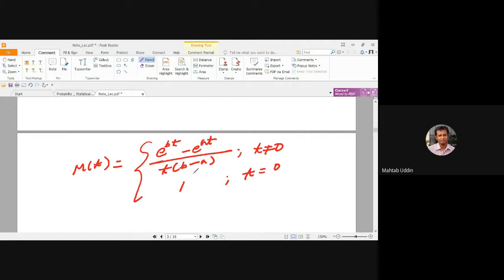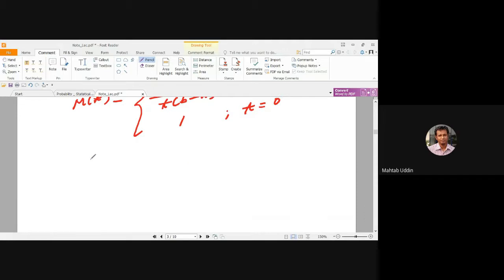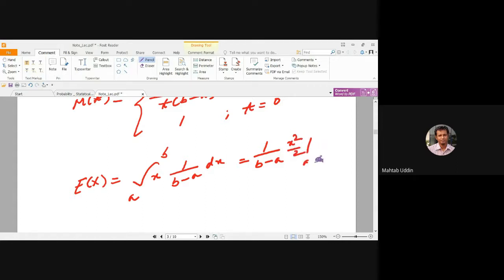We have found three things: PDF, CDF, MGF. Now we need mean and variance. So I am taking the expectation. Expectation of x is the integration from a to b of x times fx, where fx is 1 by b minus a, dx. Then you will find 1 by b minus a times x square by 2, from a to b.